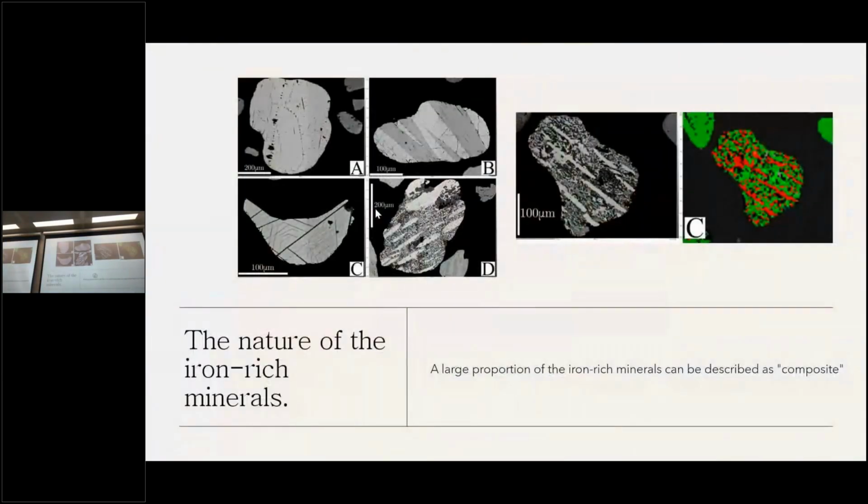Well, as it turns out, a large proportion of the iron-rich minerals, really most of them, as you'll see, can be described as composite grains. So as you can see on this figure, this grain in the red is titanomagnetite, and in the green, it's ilmenite. And the same goes for all of these here. The brighter areas are titanomagnetite in all cases, and the darker ones are iron titanium oxides.